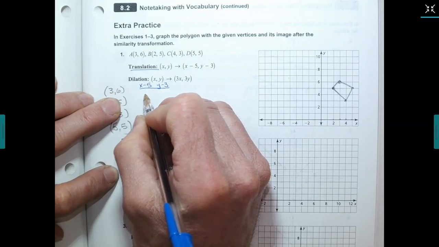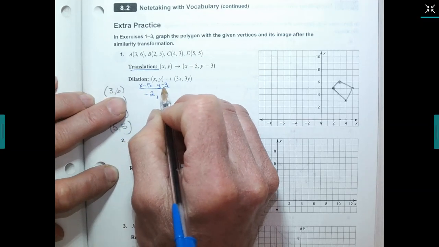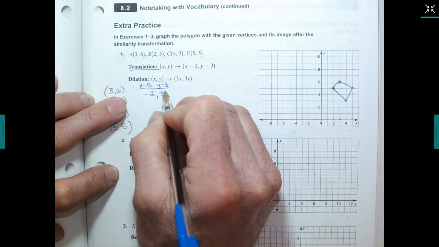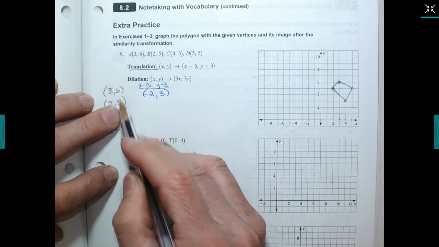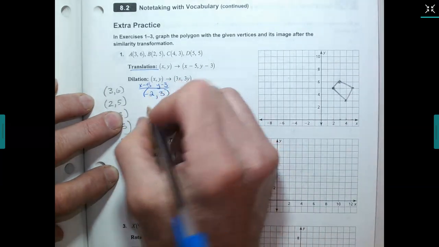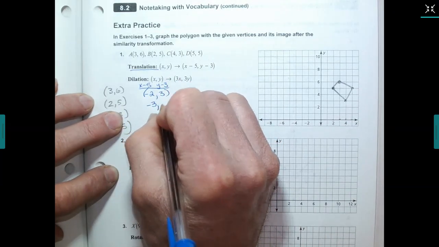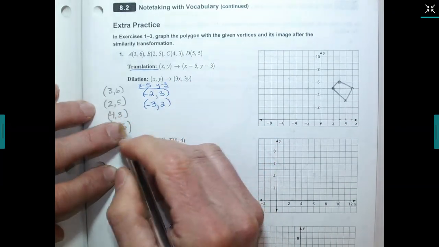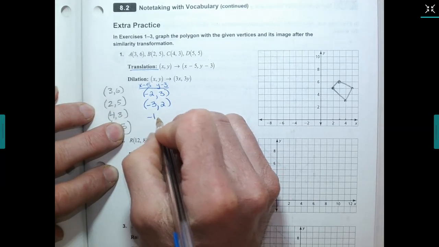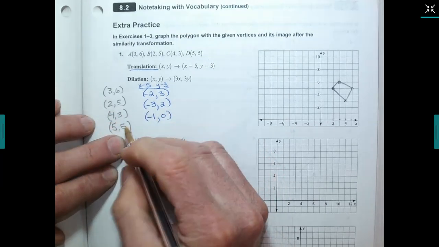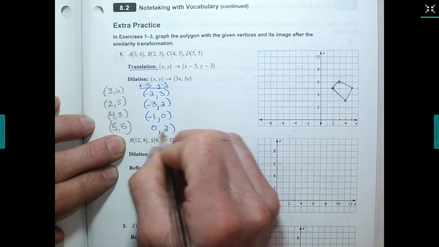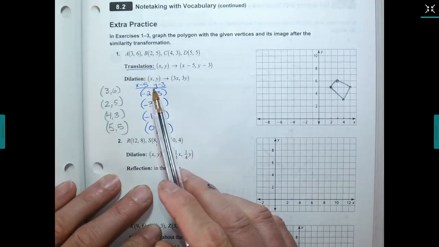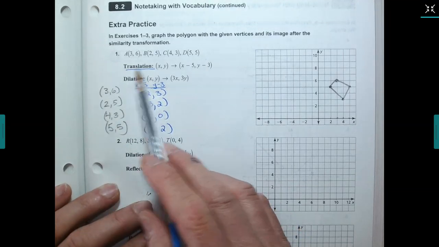So 3 minus 5, so I have negative 2, and then 3. Okay, because I did minus 5 and then minus 3. X minus 5, so it'll be negative 3, 2. I have negative 1, 0. Then I'll have 0, 2. So these blue ones, this is my translation.